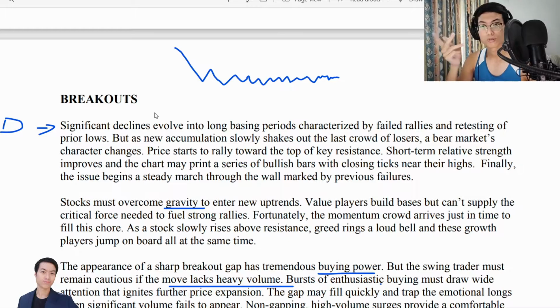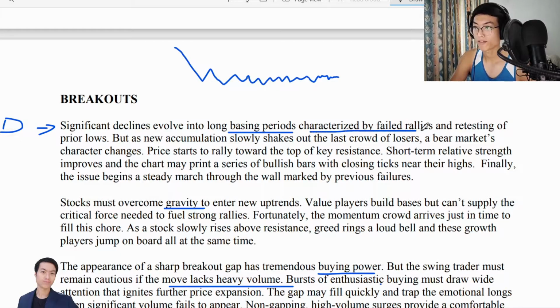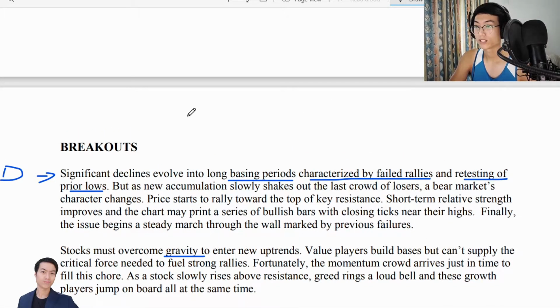So let me go through a few points that I think you should know if you want to play a breakout. The first part, I'm going to talk a little bit more about describing it. Significant declines evolve into long basing periods characterized by failed rallies and retesting of prior lows. What do I mean by that? Let me annotate it. I like to draw out what I mean so that you are able to visualize what I'm trying to say a little better.